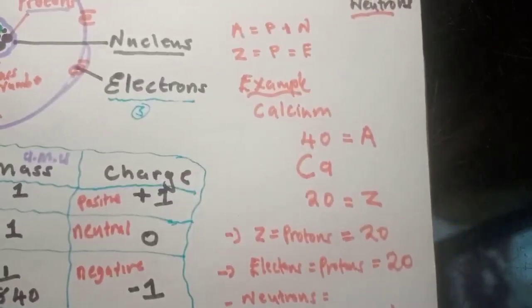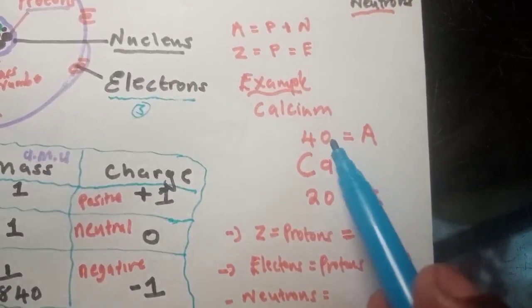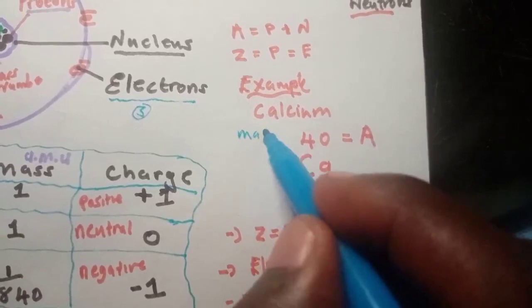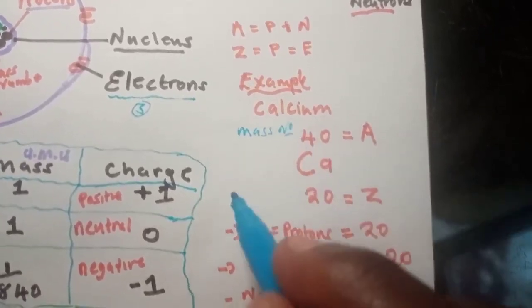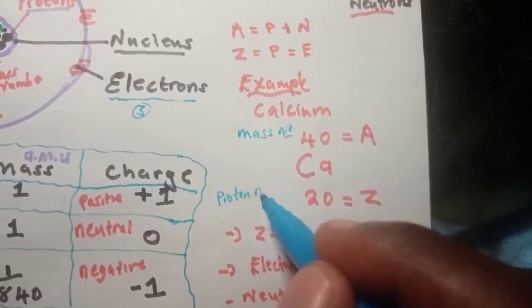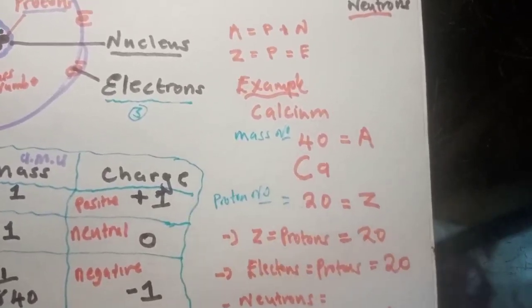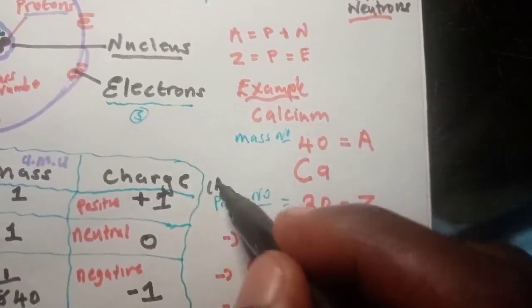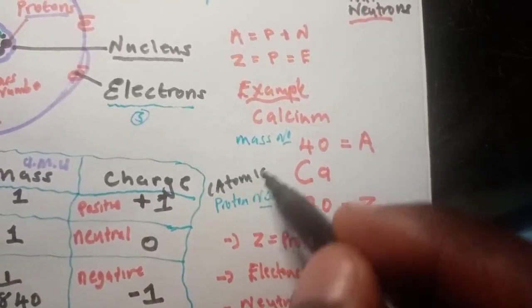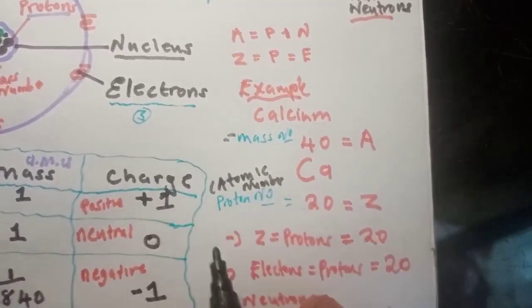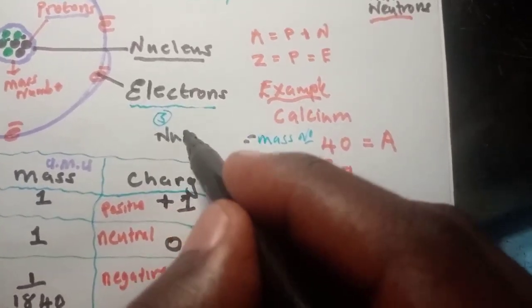So looking at this, this is the mass number, you find it on the periodic table. This is the proton number. The proton number is also equal to the electron number. The proton number is also known as the atomic number. That is the other name. Mass number is also called the nucleon number.